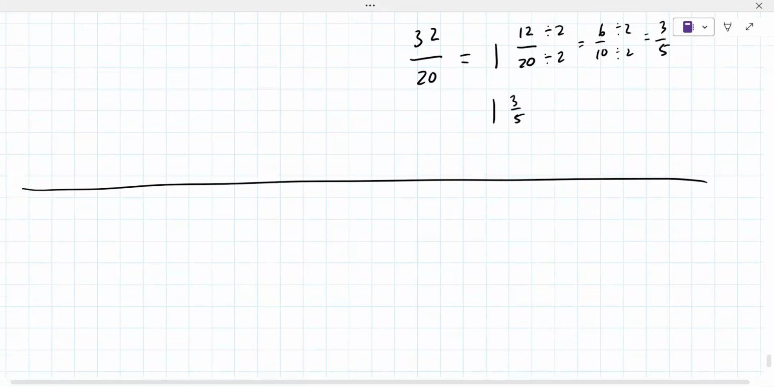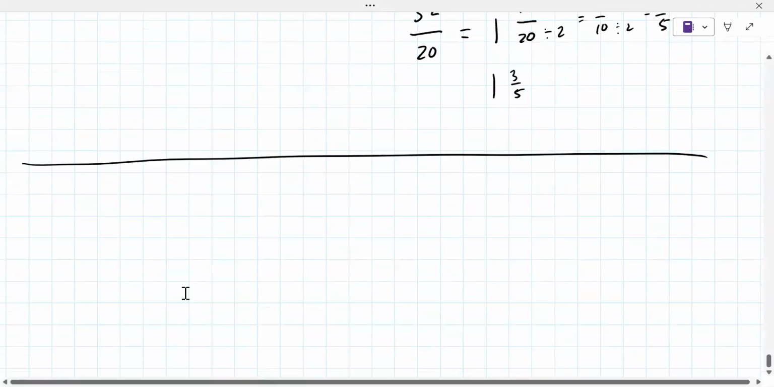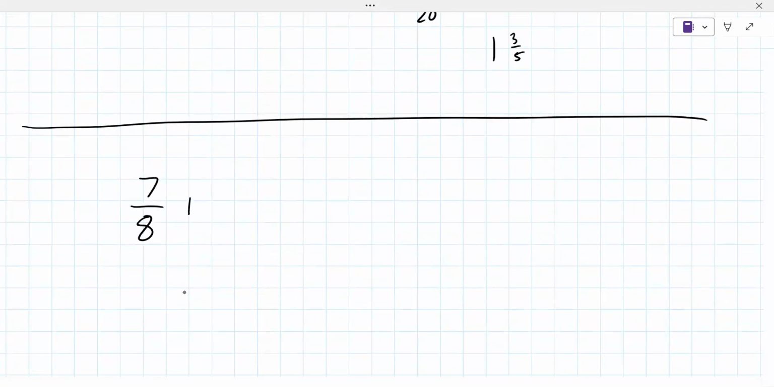All right. So let's have you try another here. Let's go 7/8 plus 5/12 plus, let's go, 2/3.